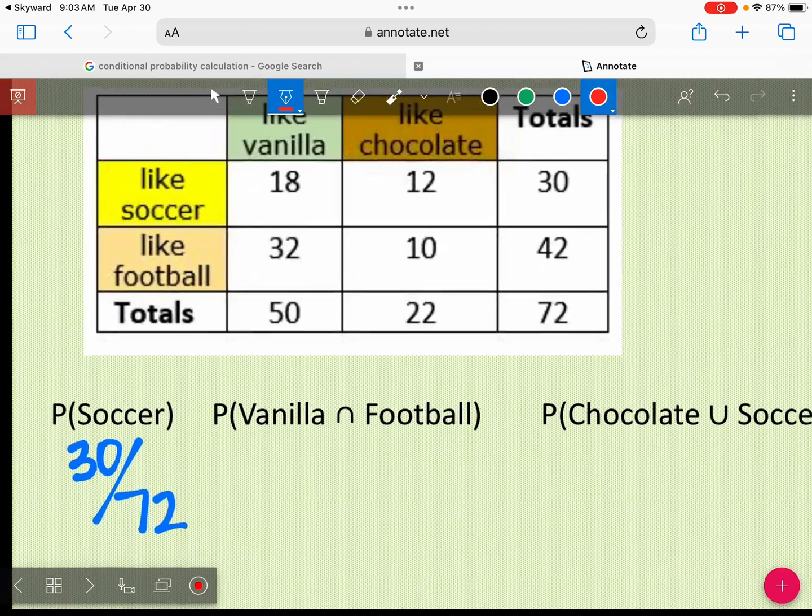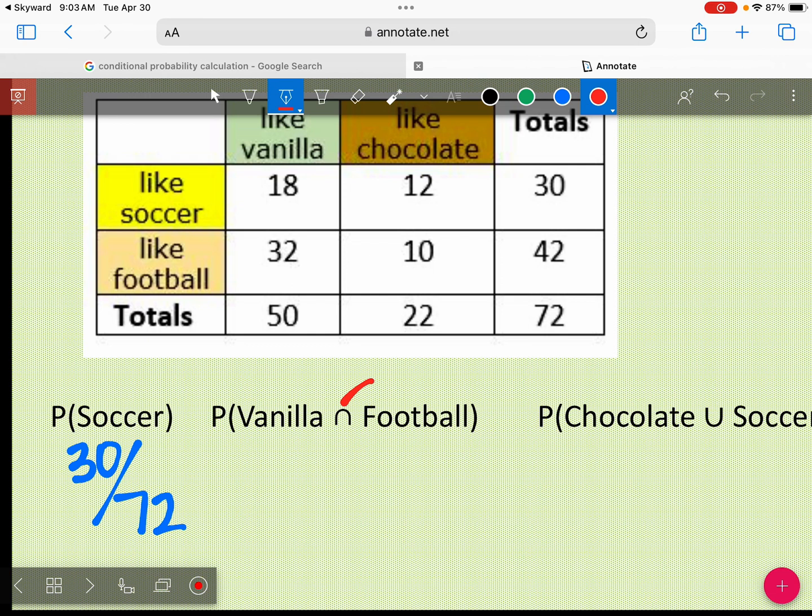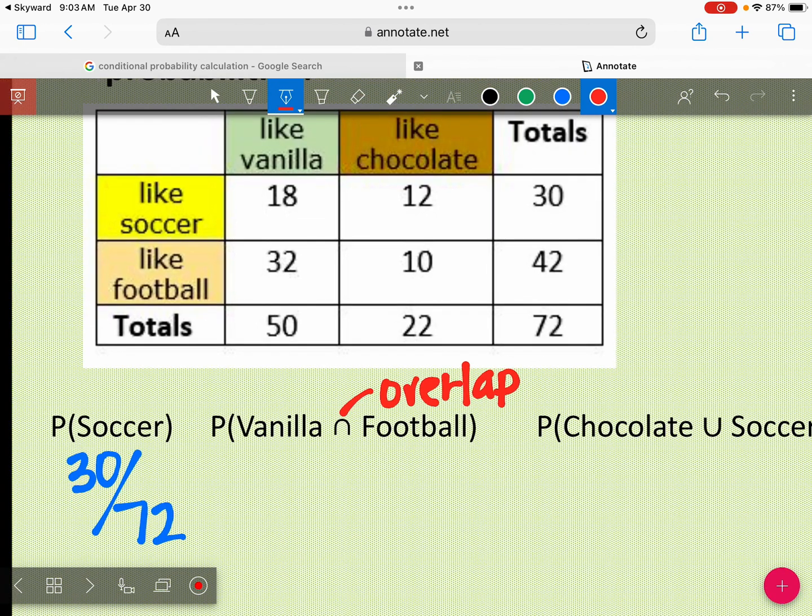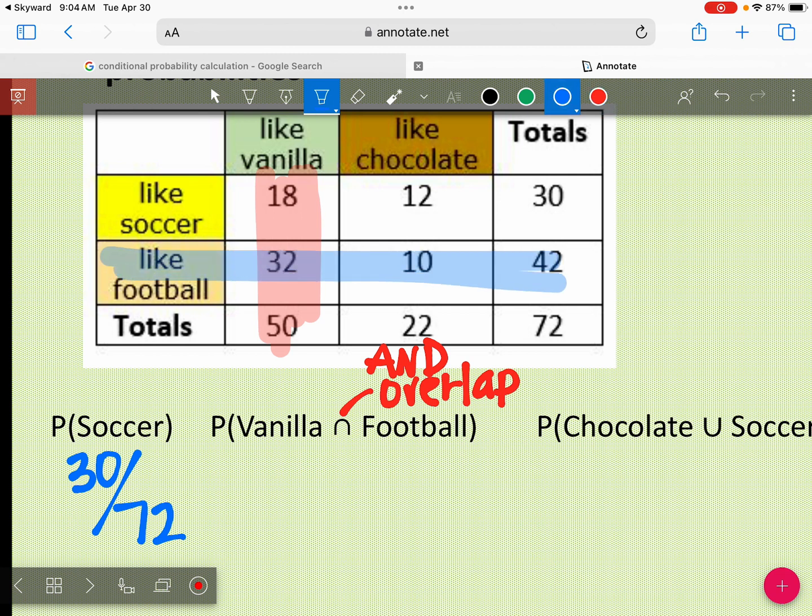When you see this on the test, this means overlap, or "and." This is "and." So, like vanilla, I'm going to highlight this column. And then like football, that would be this row. So the "and" is the only number that I highlighted pink and blue. So that's why it's "and."